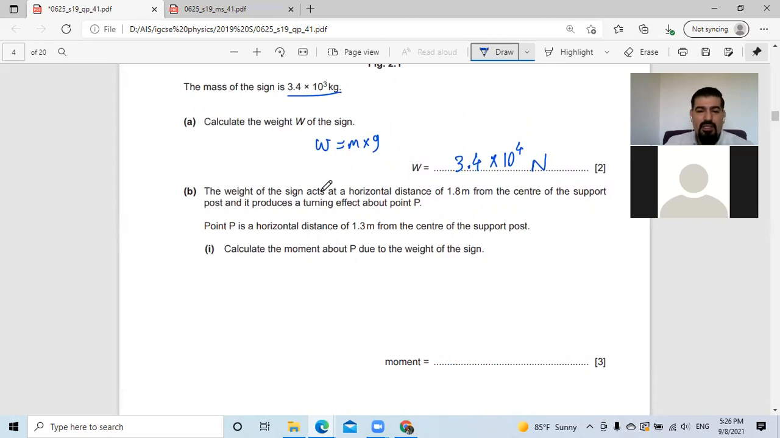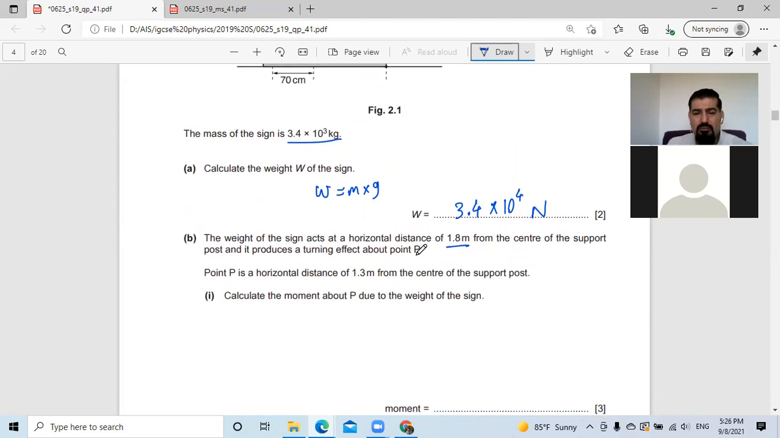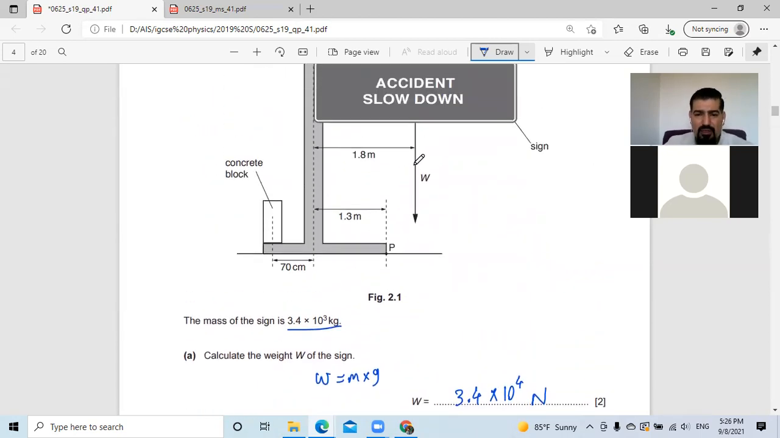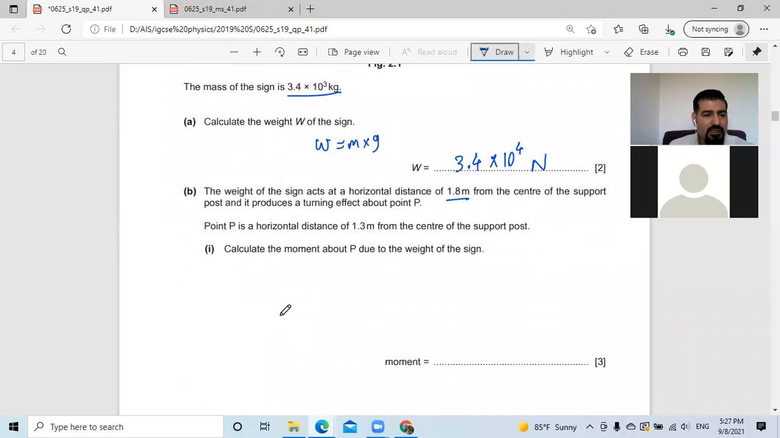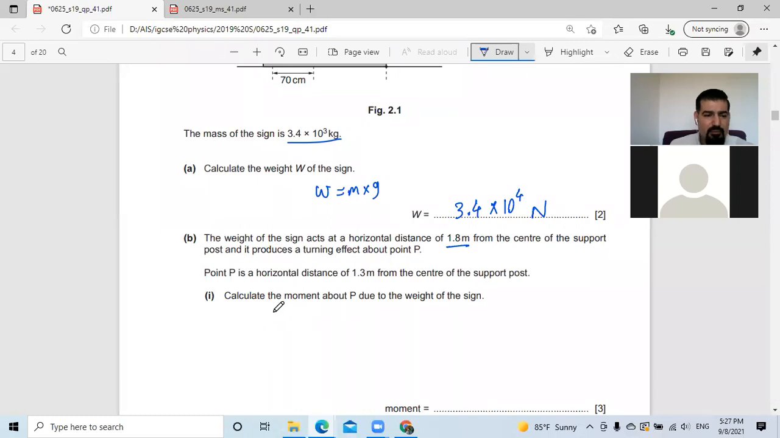The weight of the sign acts at a horizontal distance of 1.8 from the center of the support post, and it provides a turning effect about P. Now, how far is this distance, between the line of action of the weight and where the pivot is? It's 1.8 minus 1.3, which is 0.5. Point P is at this horizontal distance from the center of the support. Calculate the moment.